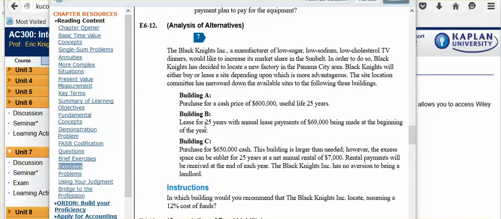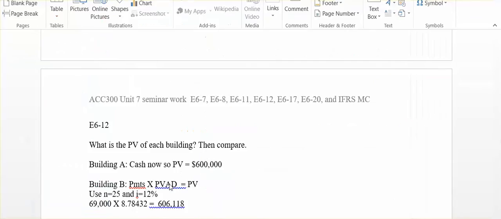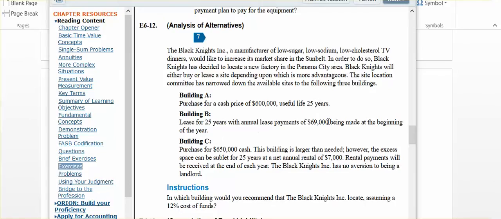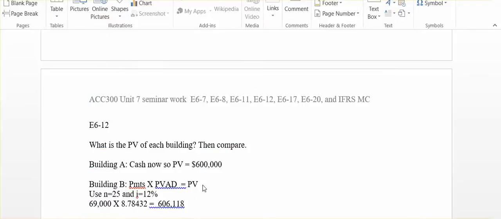In building B, we're going to lease for 25 years, making $69,000 payments. So looking at B, it's the payments times the present value factor for an annuity due. The reason this is an annuity due is because of the wording that says the $69,000 payments need to be made at the beginning of the year. That means it's an annuity due.